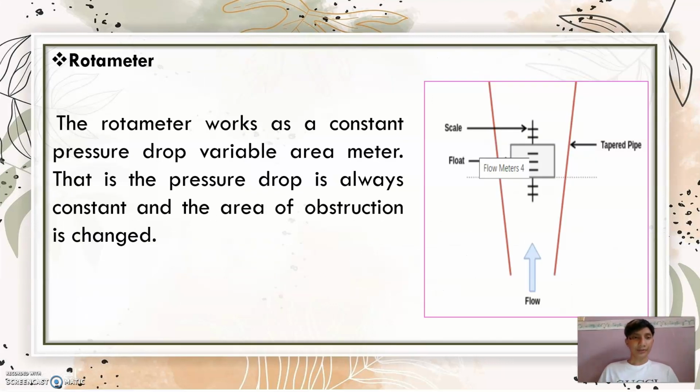Rotameter. The rotameter works as a constant pressure drop variable area meter. That is, the pressure drop is always constant, and the area of obstruction is changed.